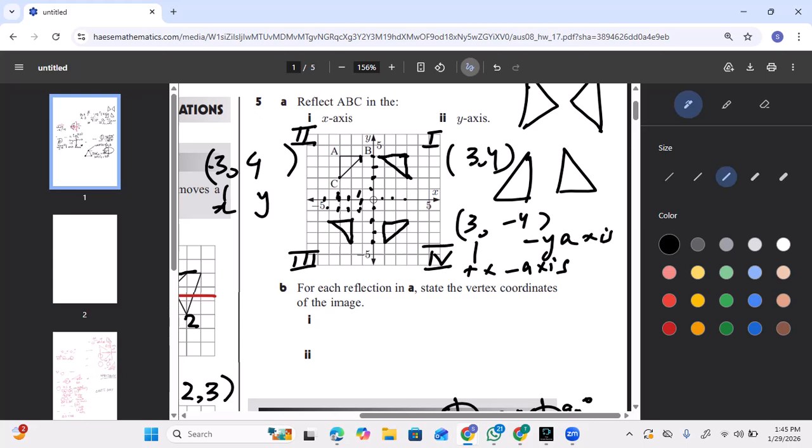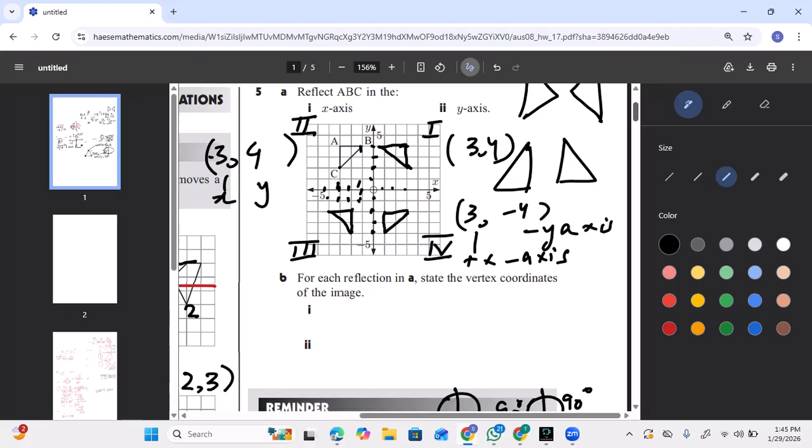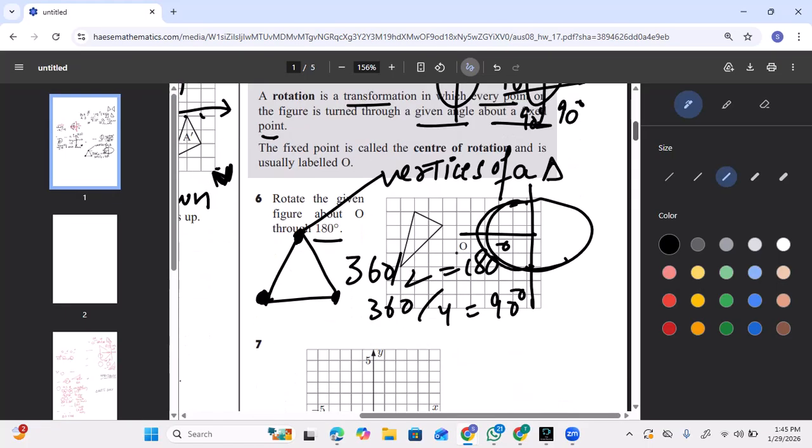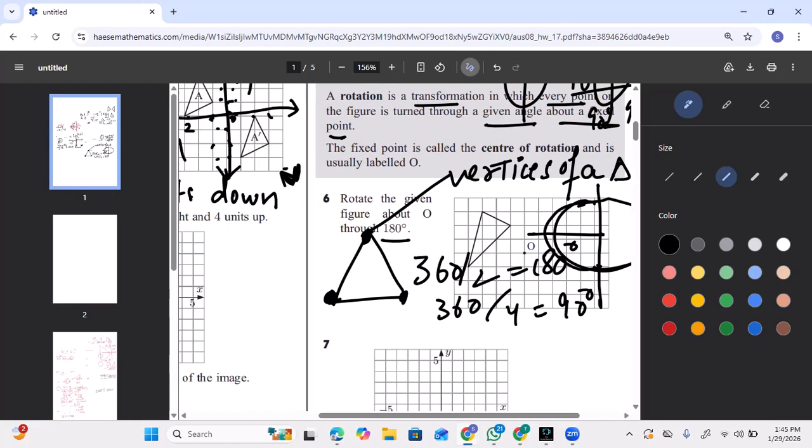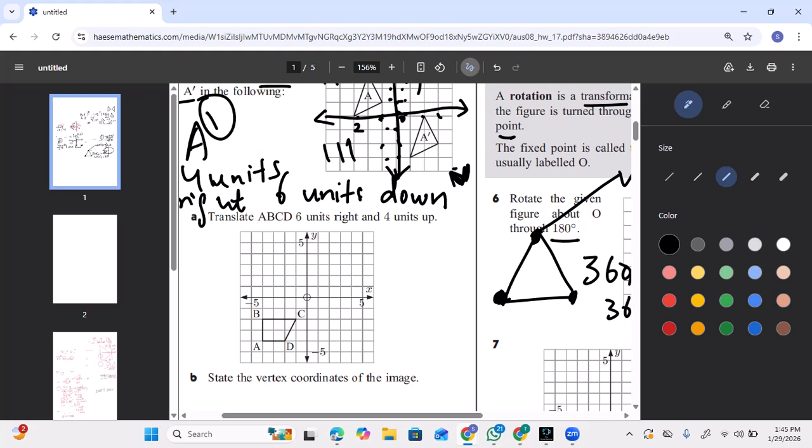So in these 4 quadrants we have reflected the image in different ways by keeping the coordinates the same. You have to identify what the coordinates are in the triangle, and you have to identify the parts in the x-axis and in the y-axis. So let's see if we have another question like this one.